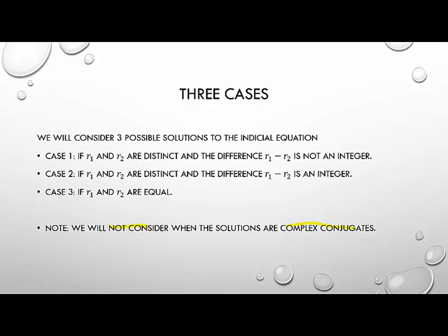The first case is when the two roots are different and the difference is not an integer. It turns out that if it's not an integer, our solution is going to be of a certain form. If the difference is an integer, it's going to be a different form, and if the solutions are the same, multiplicity 2, it's going to be yet a third form.